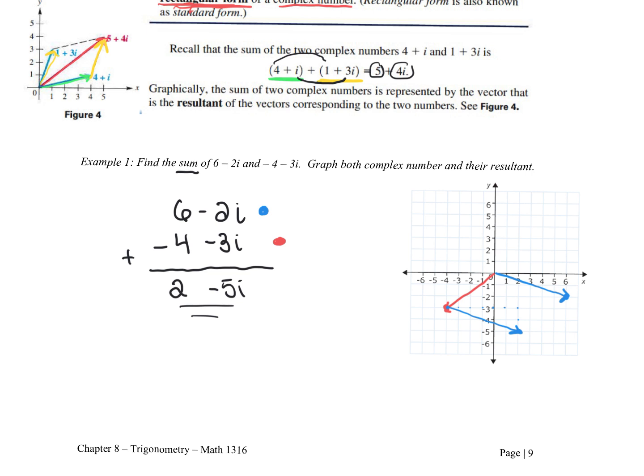Those two blue vectors are the same thing, and my resultant would be right here, which is over 1, 2, and down 1, 2, 3, 4, 5, right there. So here's my resultant. Please make sure that you can draw these and find the resultant, because it might be a test question.